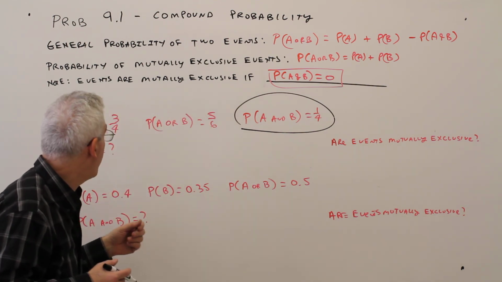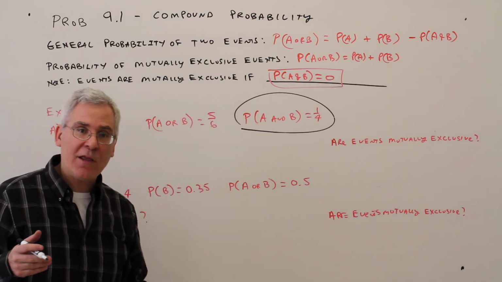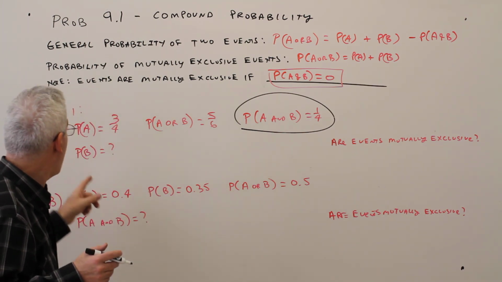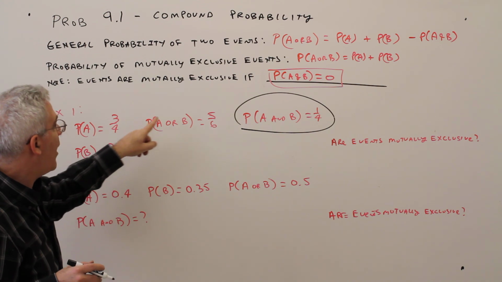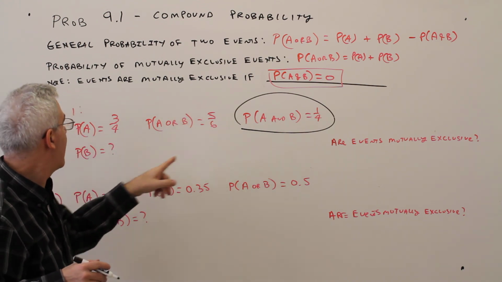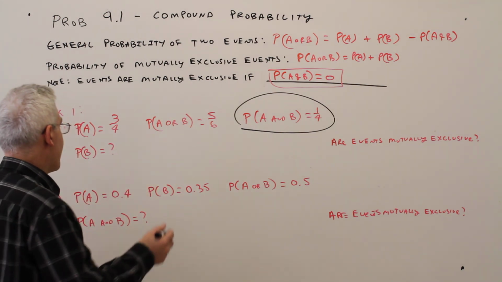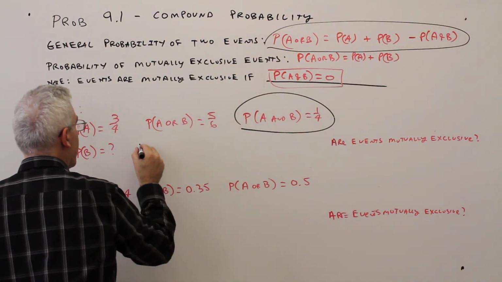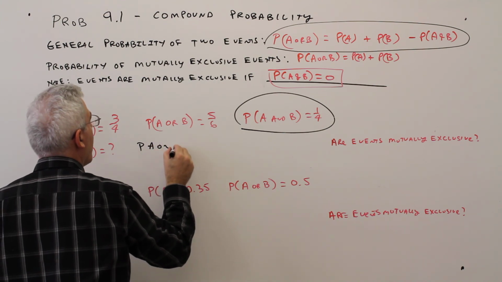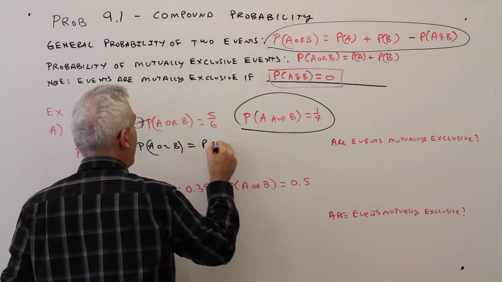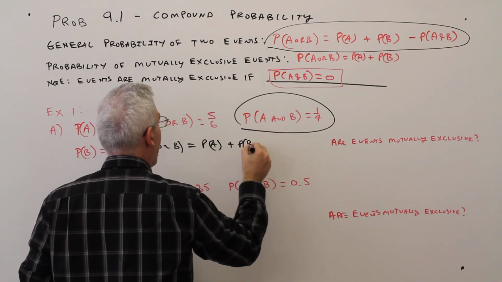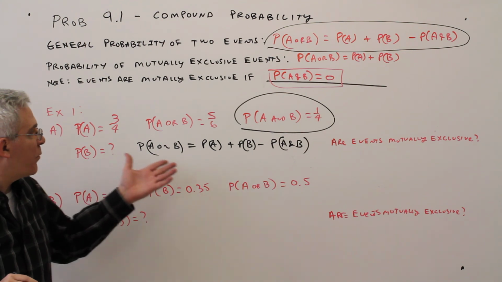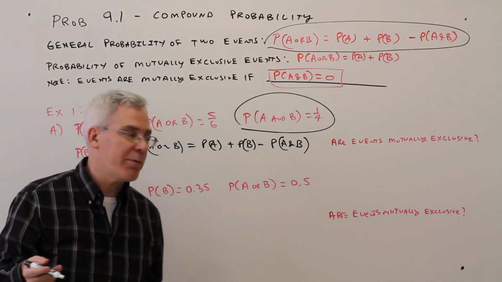Okay, let's go through example 1. We're just given some probabilities, asked to find some others, and state whether it's mutually exclusive or not. All right, probability of A is that, A or B is that, A and B is that. Find the probability of B. All right, so we're just going to start with the equation right here. So the probability of A or B equals the probability of A plus the probability of B minus the probability of A and B. In these problems, there's 4 things. You'll know 3 of the 4.